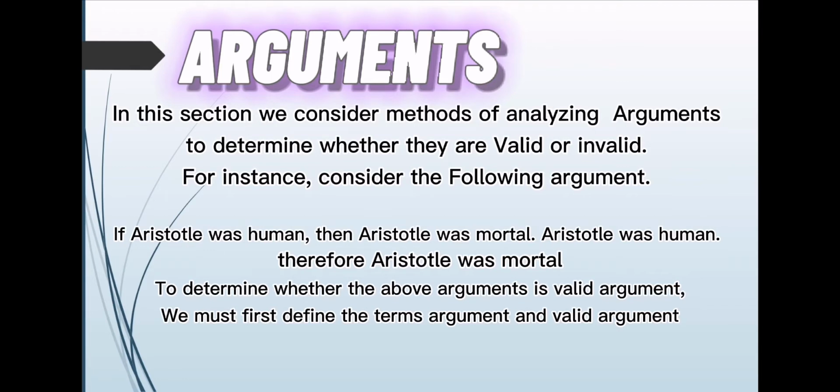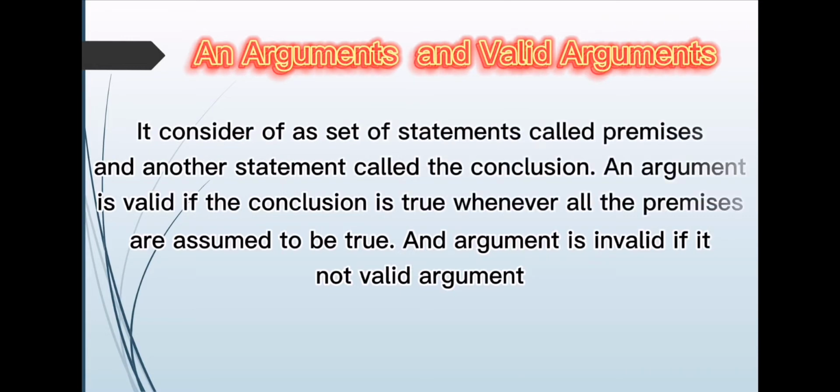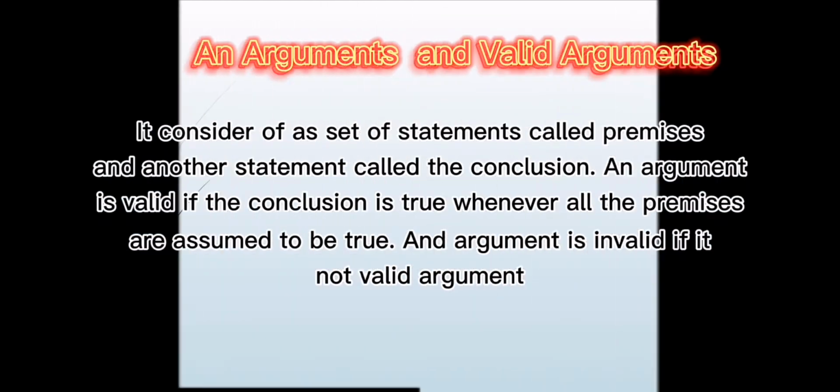To determine whether the above argument is a valid argument, we must first define the terms argument and valid argument. An argument consists of a set of statements called premises and another statement called the conclusion. An argument is valid if the conclusion is true whenever all premises are assumed to be true. The argument is invalid if it is not a valid argument.